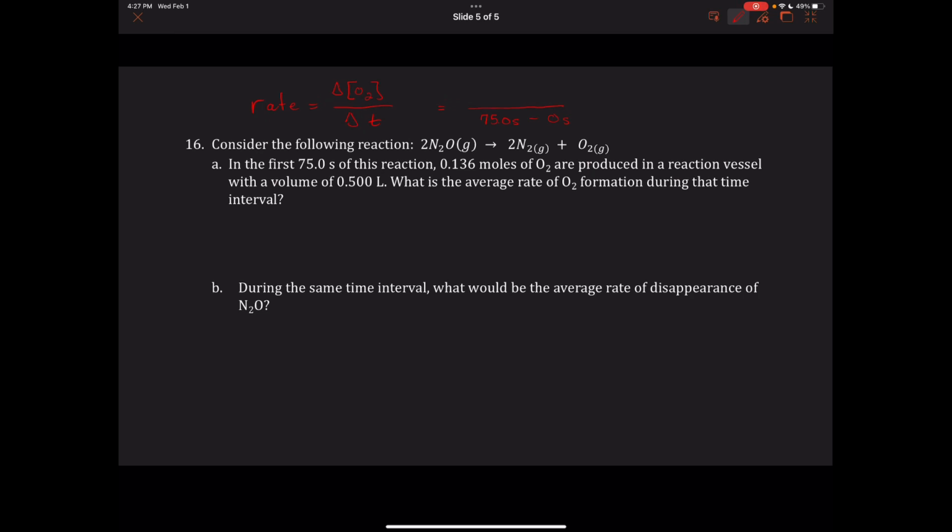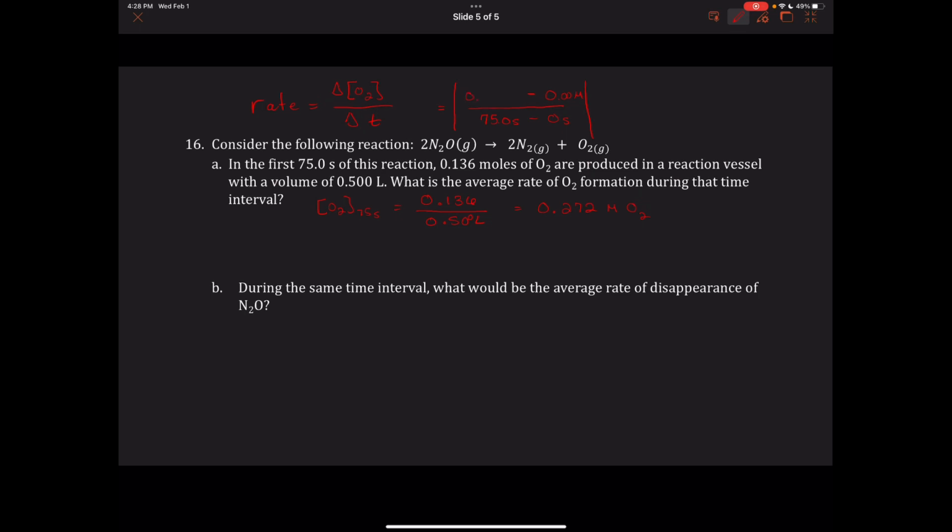Now, in order to finish calculating this rate, we need to know the oxygen concentration. And we can assume that the oxygen is starting at an initial concentration of 0 molar, because we assume we don't have any product if we haven't started our reaction yet. So I need to know the concentration after 75 seconds. And so the concentration of my oxygen at that time is going to be the moles that are produced divided by the volume. So the 0.136 moles divided by my 0.5 liters gives me a concentration of 0.272 molar for my oxygen.